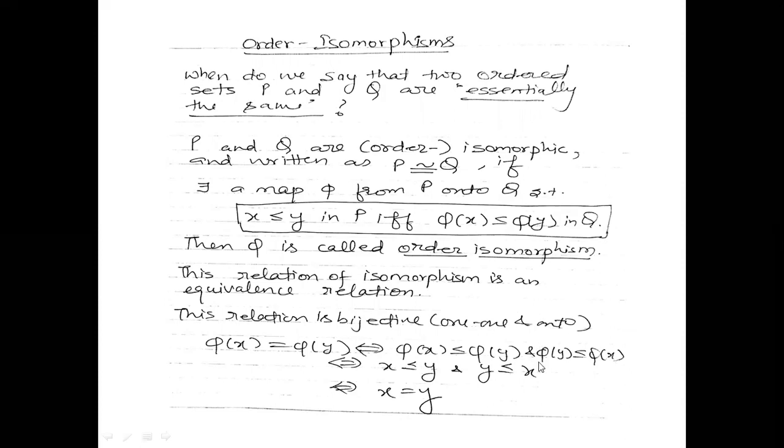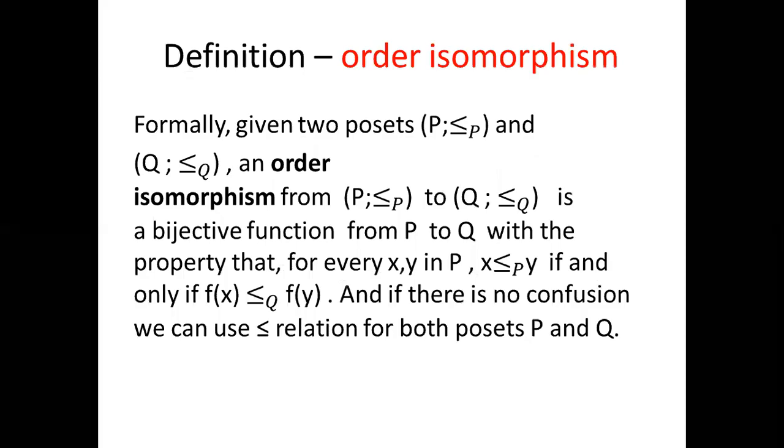This we are writing because phi x and phi y are elements of Q, and Q is a partially ordered set, so antisymmetry holds. That is why we are writing this. So phi x is equal to phi y if and only if phi x is less than or equal to phi y and phi y is less than or equal to phi x. And this holds if and only if x is less than or equal to y and y is less than or equal to x, if and only if x equals y. So phi x equal to phi y implies x equal to y, and x equal to y implies phi x is equal to phi y. So from here it is visible that phi is a bijective map.